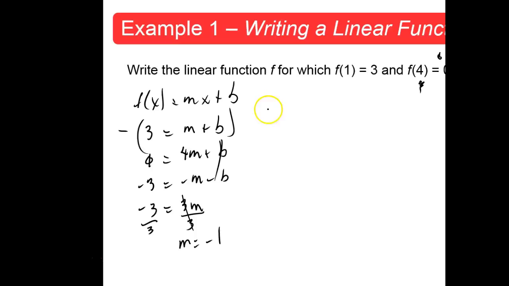And it says that 3 is equal to minus 1, that's your m, plus b. Solve for b. How would you do that? Add 1 to both sides, and that gives you b is equal to 4. Okay. All right. So now we have our equation. Write the linear function. That would be minus x plus 4. Okay? There is your linear function.